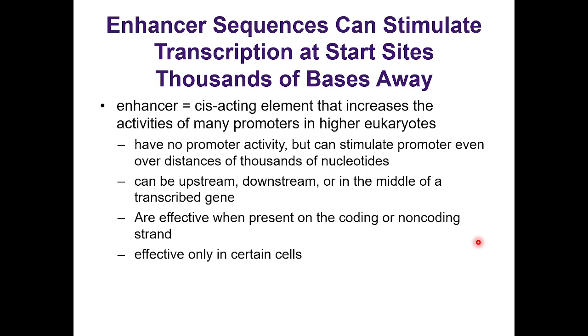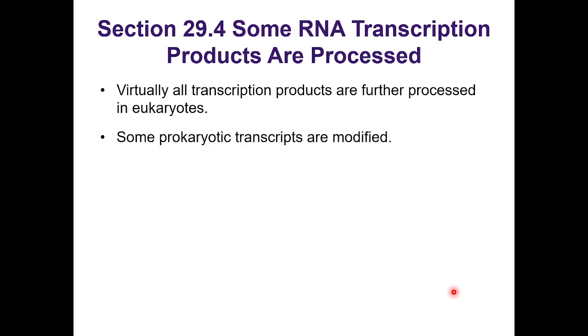Again, these can be upstream, they can be downstream, they can be in the middle of the transcribed gene. As long as they can wrap back around and be detected, they're good. It doesn't really matter where they are, right? Because is there anything different of the bottom of a rope coming back around and hitting it versus the top of the rope coming back around and hitting it? No, there's no real difference, right? Doesn't matter. They're effective when present on the coding or non-coding strand. Again, it doesn't matter because they wrap back around and make contact. They're effective only in certain cells, though, because you do have to have the machinery to do it.